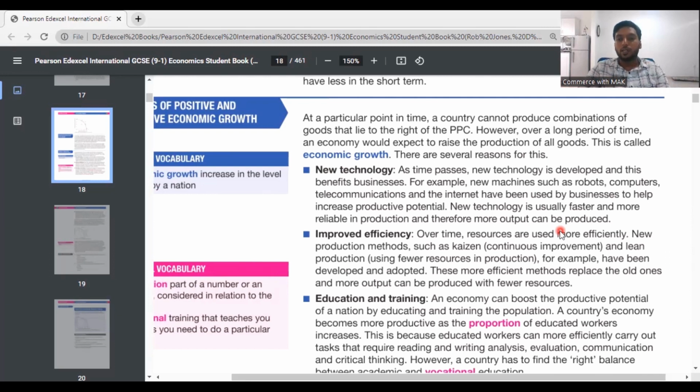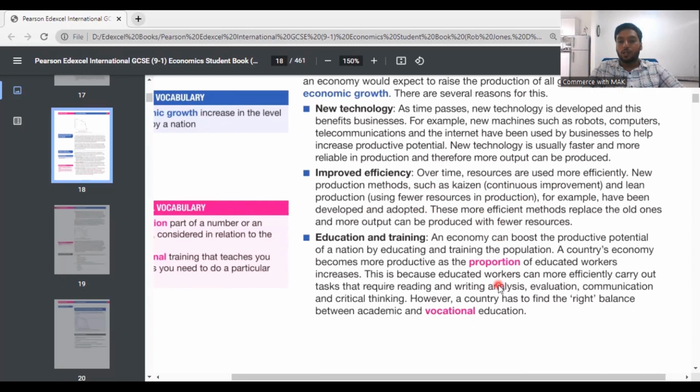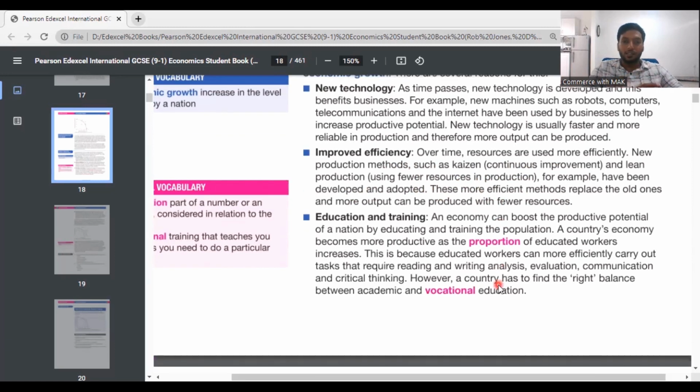Improved efficiency says that over time resources are used more efficiently. New production methods such as Kaizen, continuous improvement, and lean production, using fewer resources in production, have been developed and adapted. These more efficient methods replace the old ones, and more output can be produced with fewer resources. Kaizen means you are always improving. There are different production methods you will learn in the business studies textbook, but you need to know what the economics textbook says. Kaizen is about continuous improvement.